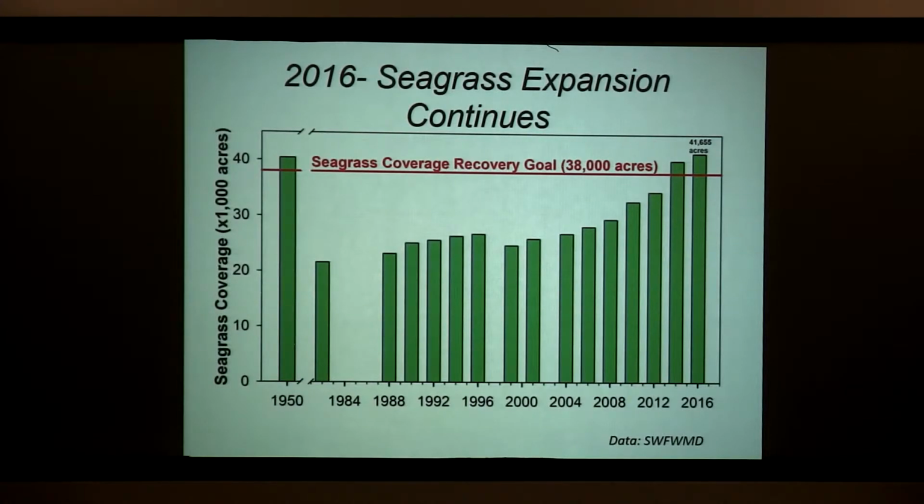And of course, the bottom line is, how are your seagrasses doing? Our recovery goal, again, was that about 38,000 acres. In 2014, we met that goal and are continuing to see an increase in seagrass through 2016. To put this in perspective, when we set that goal in 1991, I was the scientist of the program at the time, and our projection was that we might meet our goal in about 2035 at that time.